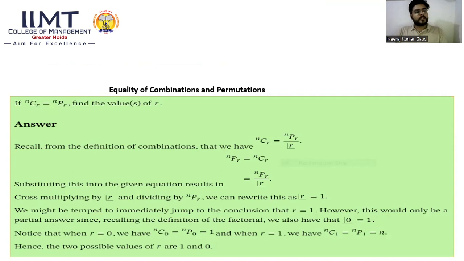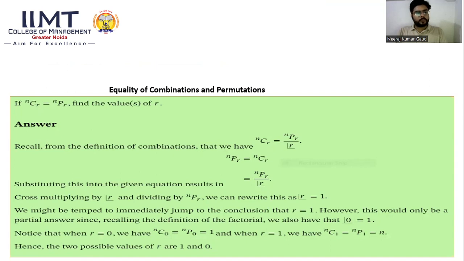If nCr is equal to nPr, find the values of r. Answer: recall from the definition of combination, we have nCr, which is nPr upon r factorial. Substituting this into the given equation, we cross multiply by r factorial and divide by nPr, and we can rewrite it as r factorial equal to 1.